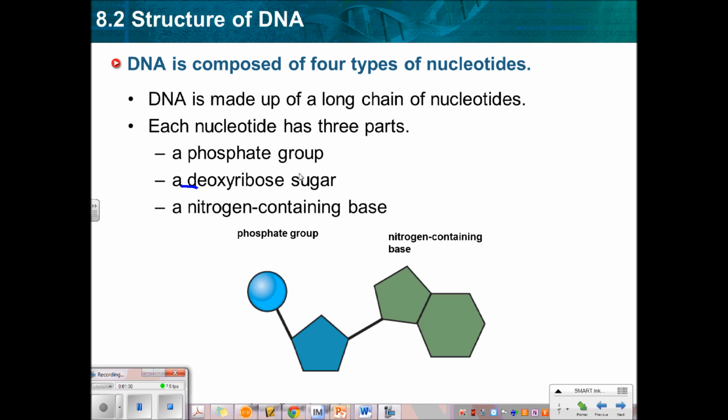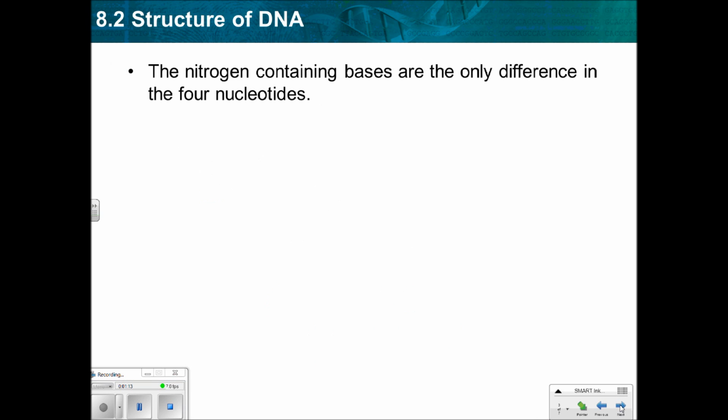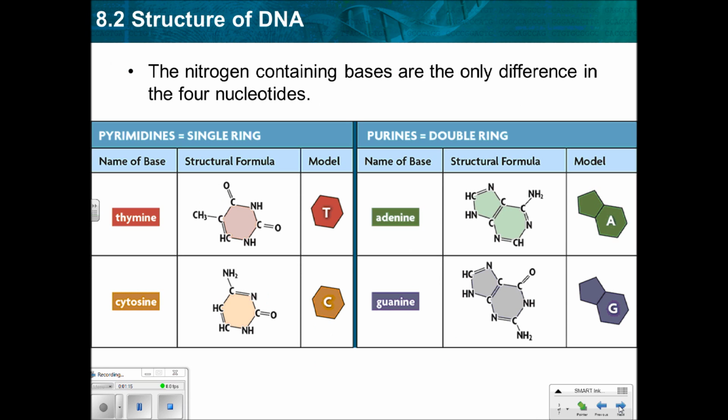Then your phosphate group. These guys make up the backbone. The bases make up like the rungs to the ladder. Oh, no, I had a little thing. I can't find it. Okay, on to your power notes.